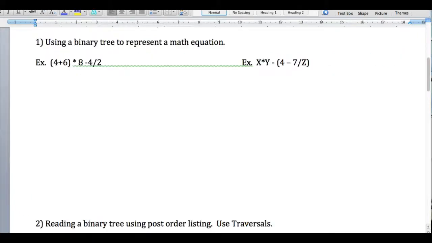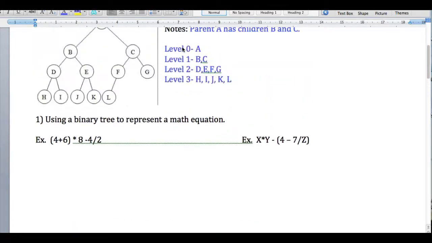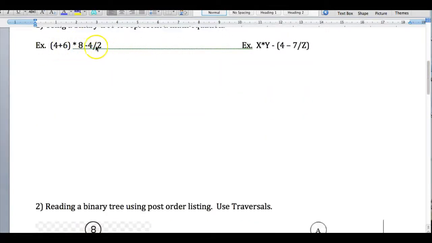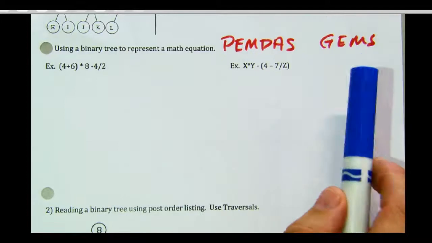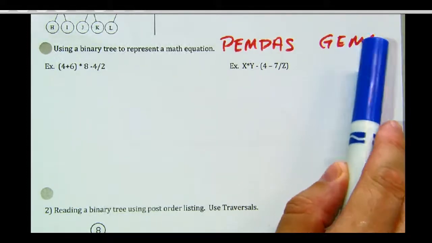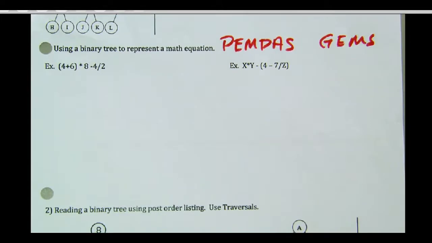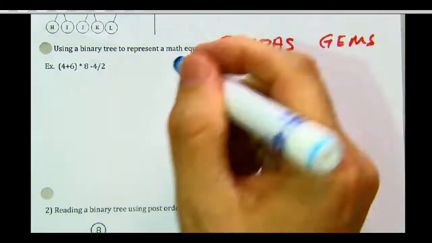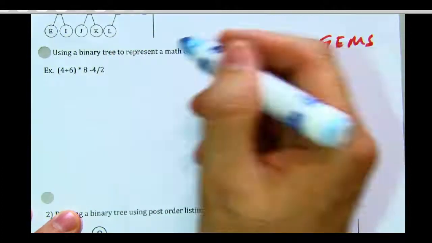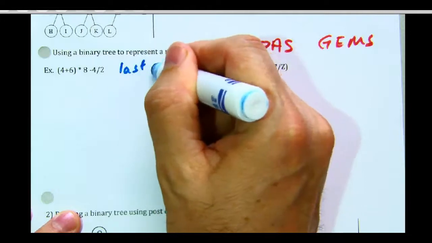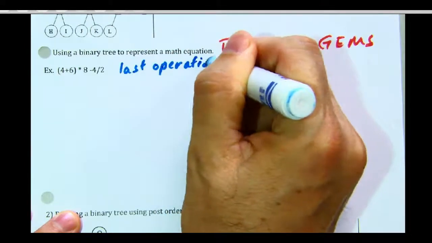Let's get into the nitty-gritty of some of this. We want to use a binary tree to represent a mathematical equation. So a binary tree is like that, and what we want to do is take this thing and represent it with a binary tree. Now we do know the order of operations. Many of you know this as PEMDAS, or some of you, a student taught me GEMS. Grouping, exponents, and then you do multiplication, division, and then subtraction, addition at the end. So what we want to do is start off our binary tree with the last used operation. So the last operation goes first.